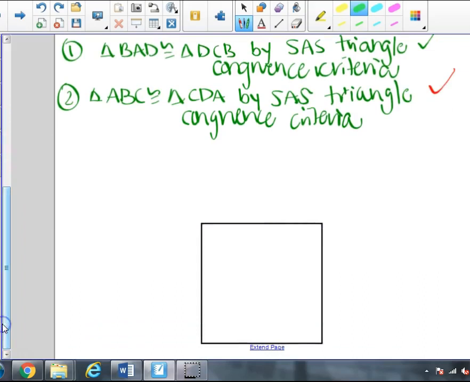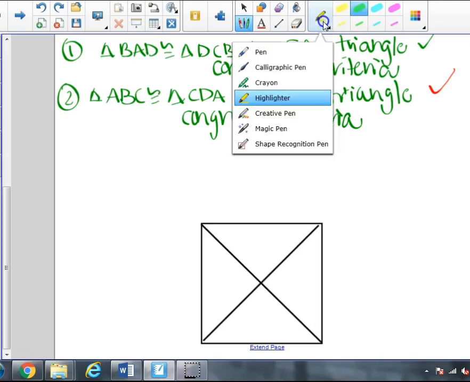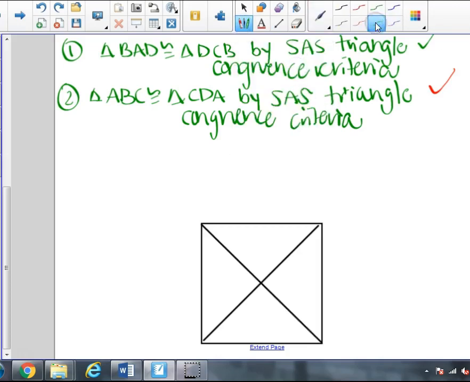We then moved on to the square, and I could demonstrate that, but we did the same thing. We drew our diagonals from vertex to vertex, and we labeled the intersection of those diagonals point N. And then we compared our triangles. We redrew them to see what triangles would be congruent, and then we wrote those in our notes.